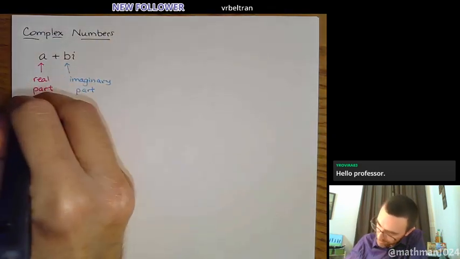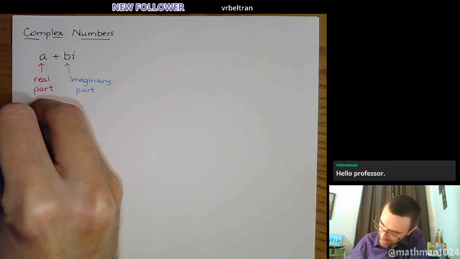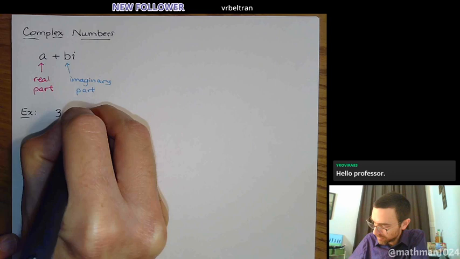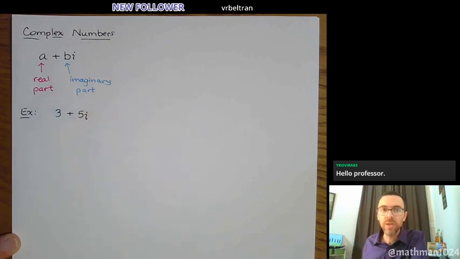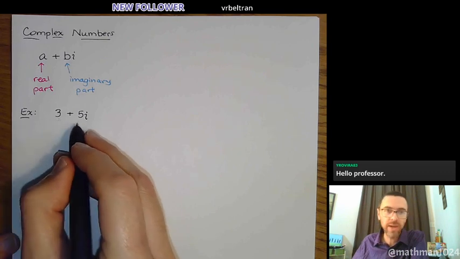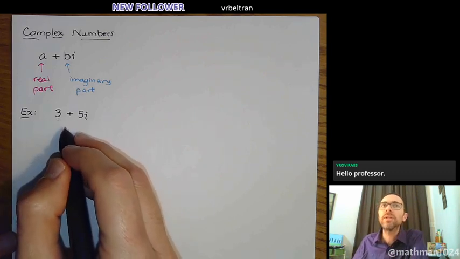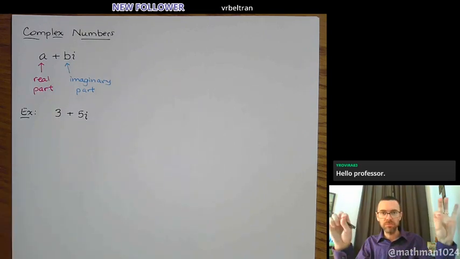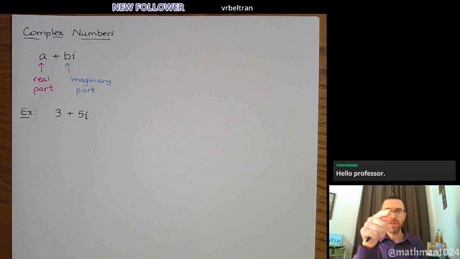So an example of a complex number would be something like 3 plus 5i. You've got your real part and you have your imaginary part. Now, typically when we talk about where numbers go, we would look at a number line, which is just going to be a single dimension, right? It's just left and right on the number line.